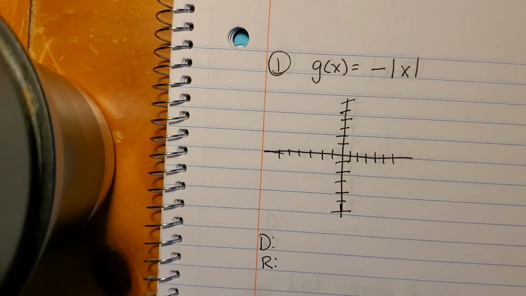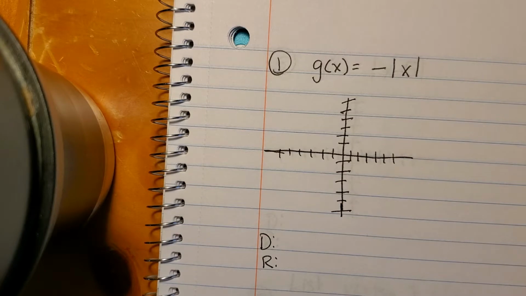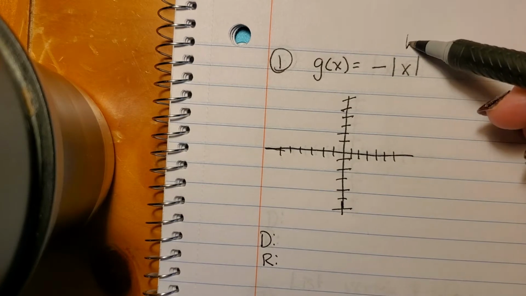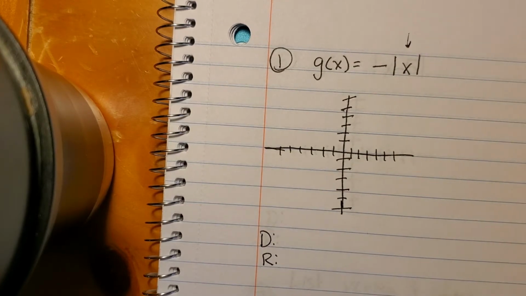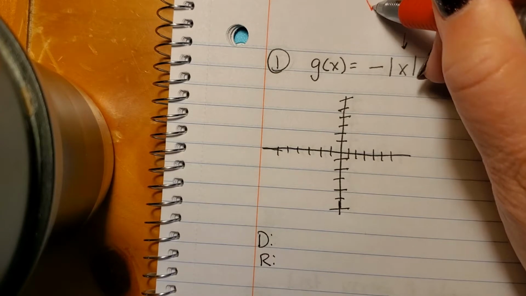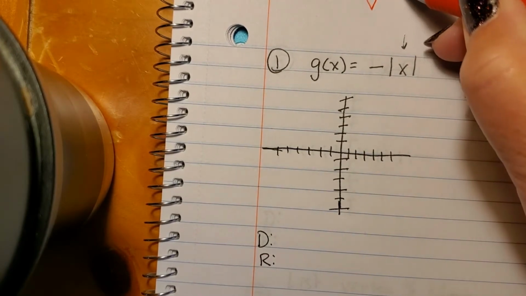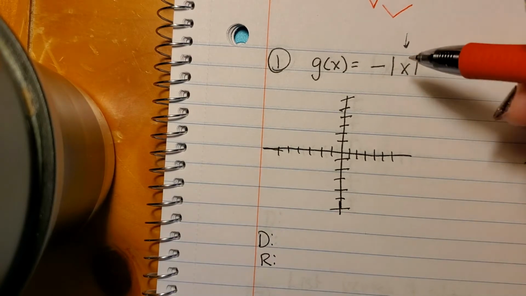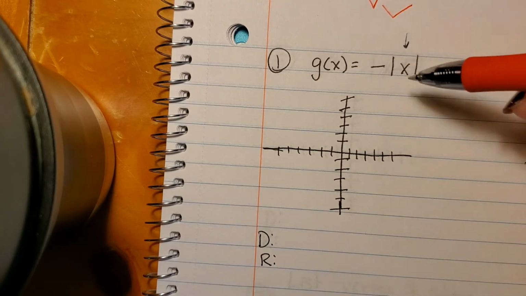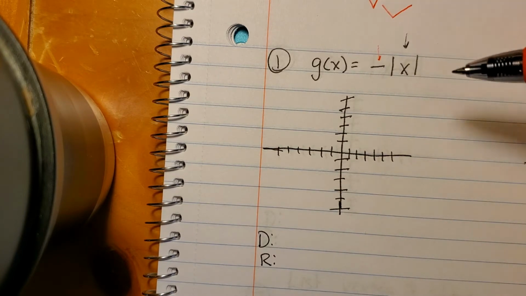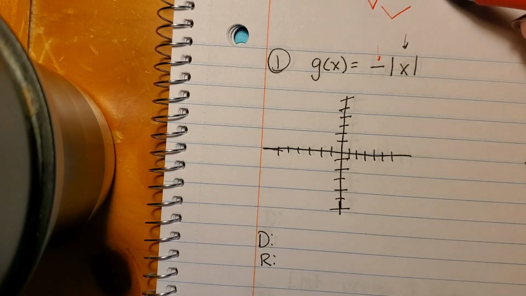All right, so on this problem, they want you to graph the transformation. So remember, when you have an absolute value, it's going to be shaped like a V, whether it's a tall and skinny V, short and fat V, upside down V, whatever. In this case, because we do have a negative in front, that means it's going to be an upside down V. Okay, this one right here.